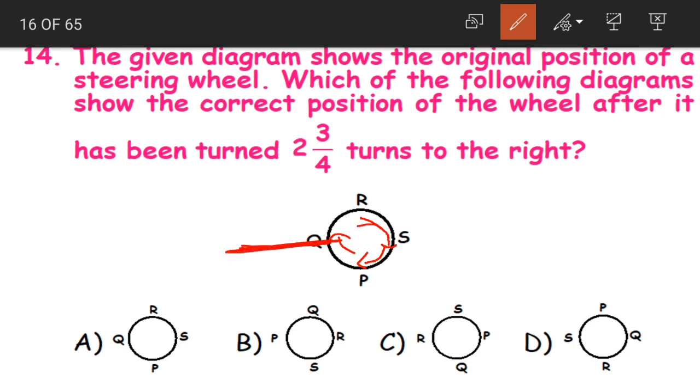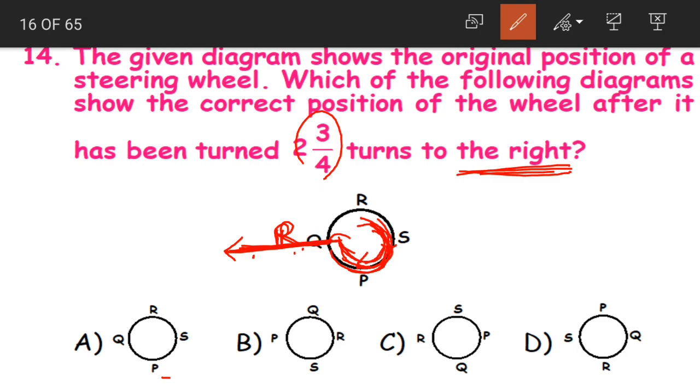What will it be? R came to this side. Instead of Q, we are having R. Again, why am I moving only this side? Because in the question it is mentioned that I am turning the wheel to the right side. So I am going in this direction. It's not a complete circle. We have turned only 3 by 4th of it. So here on the left side we are having R.